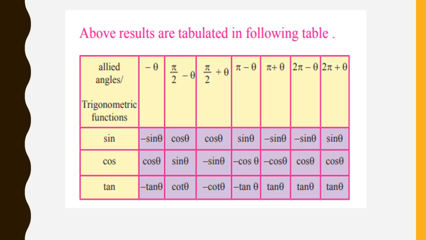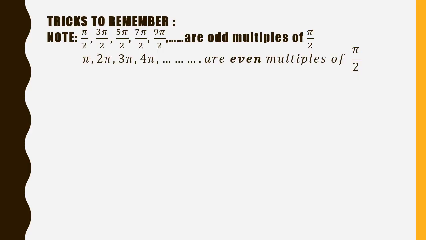Now let's understand the trick. How do we remember all these? Okay, remember pi by 2, 3 pi by 2, 5 pi by 2, 7 pi by 2, 9 pi by 2, all are what? Odd multiples of 90. Whereas pi, 2 pi, 3 pi, 4 pi are even multiples of 90 or pi by 2. Right?